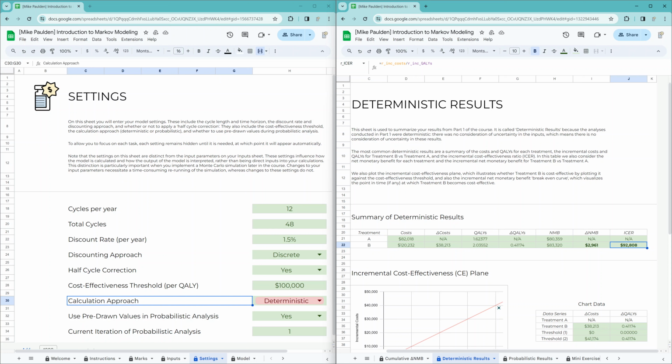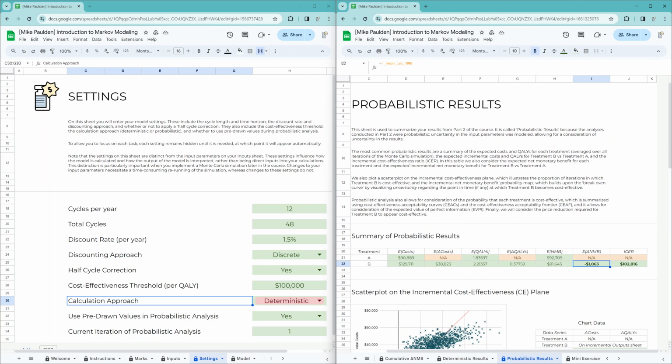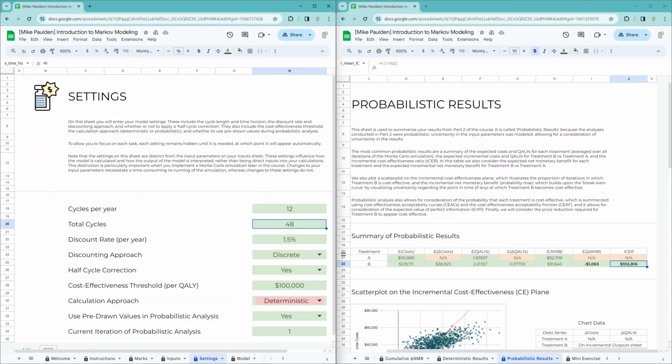So in the deterministic analysis, treatment B is cost effective. In the probabilistic analysis, it is not cost effective. When we have a time horizon of 48 cycles, when we have a willingness to pay threshold of $100,000. And which of these should we use? Should we use the deterministic results or the probabilistic results?